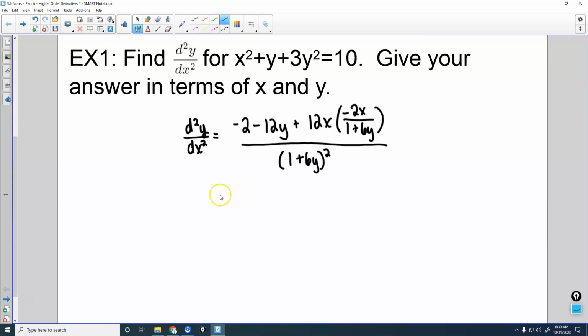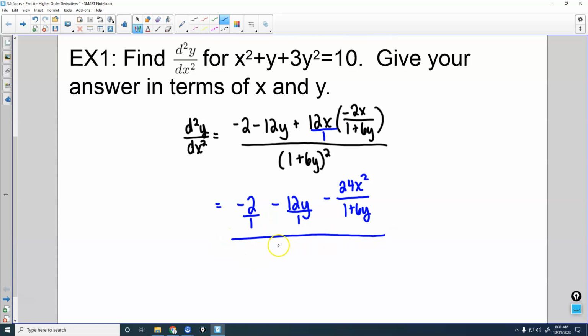So I think what I'm going to do is write this like this: negative 2 minus 12y minus 24x squared, because this will be over 1. I'm going to put these two together because they're multiplied together, over 1 plus 6y. I'll put all these over 1, and that's all over 1 plus 6y squared. And so I think I'm going to go the common denominator route here.